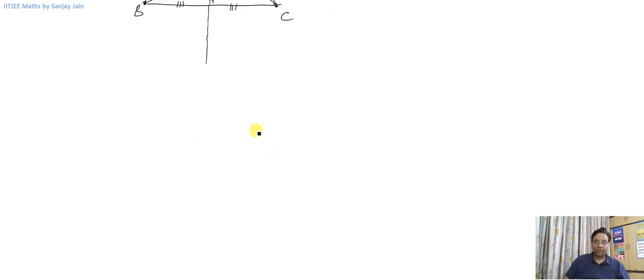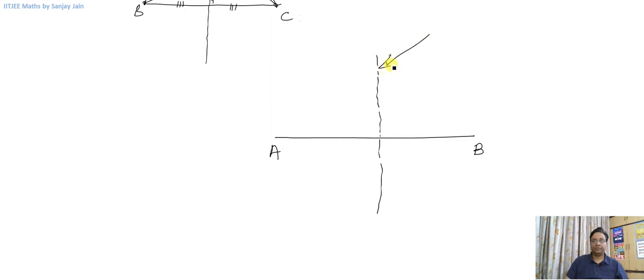From your knowledge of class 9th, we already know that if I draw a line segment AB and draw its perpendicular bisector, then this line is the perpendicular bisector of line segment AB. So, what can you say about a point lying on the perpendicular bisector? I have taken any general point which lies on this perpendicular bisector. Let us name it P.